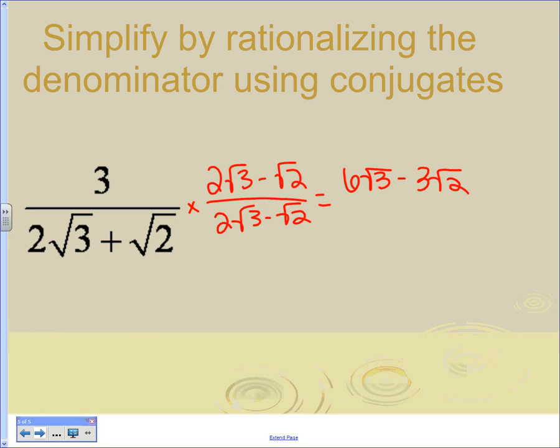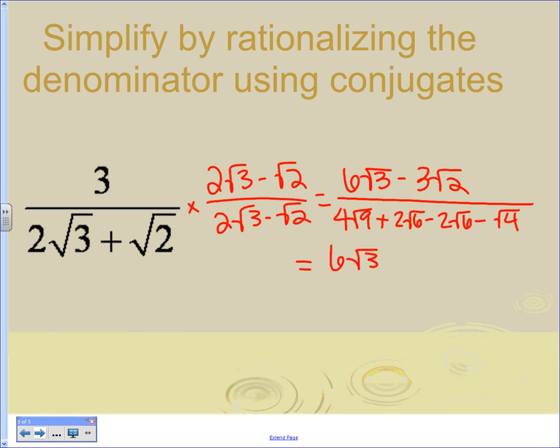Do I need to go over that part? Okay. What would you get for your denominator? Plus 2 square root of 6 minus 2 square root of 6 minus 2 minus square root of 4, which is 2. Do I need to go over that part? No? Okay.